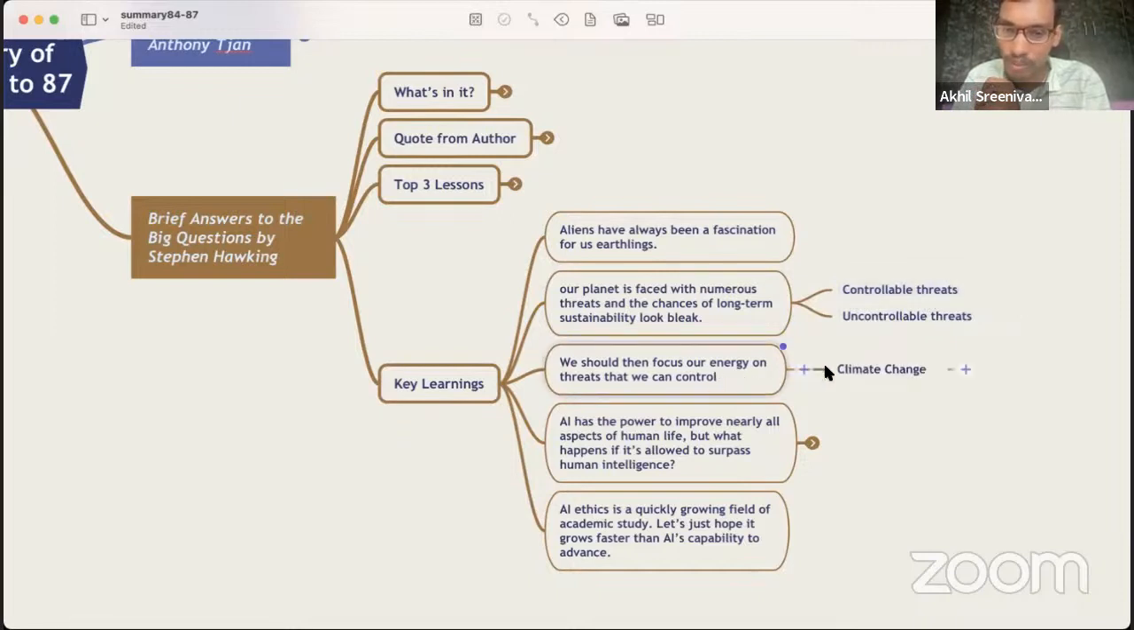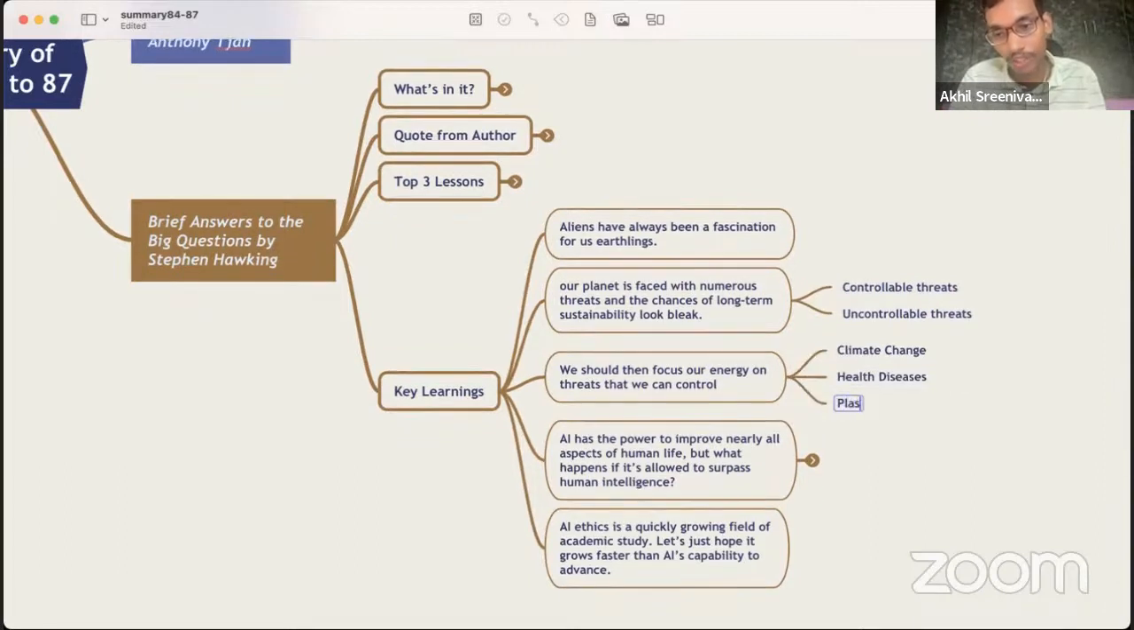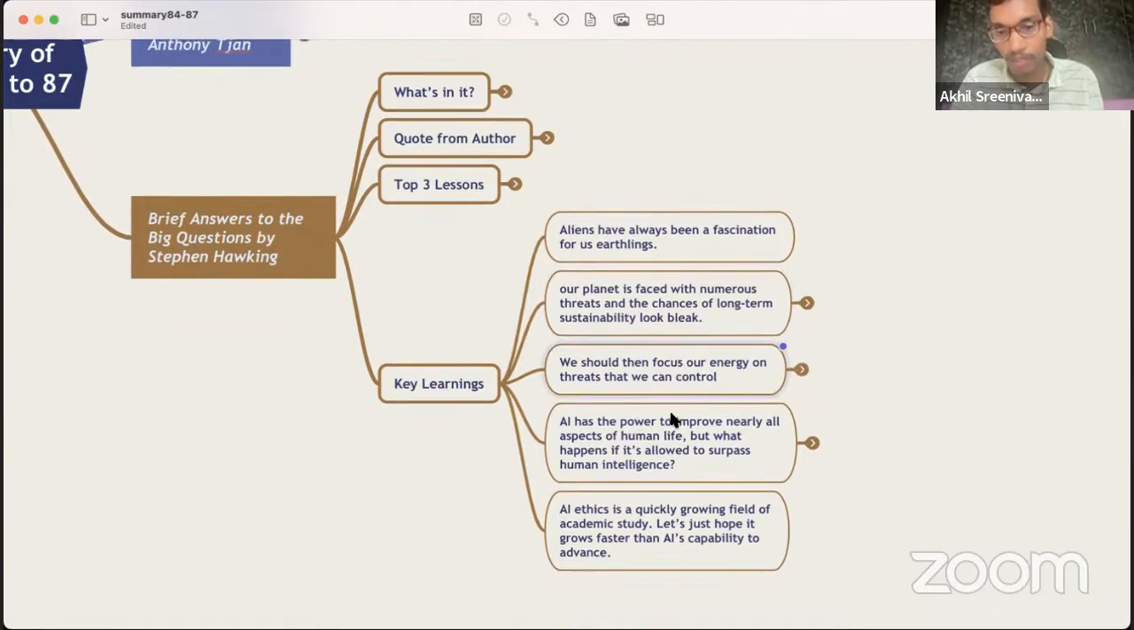So some of the things that we can control are climate change, our health, diseases, and plastic usage. You can control the global threats that are within your own control. So find out which threats you can control and take action accordingly.